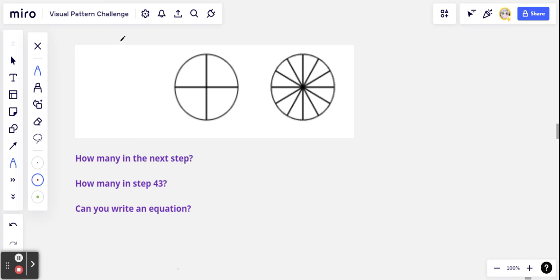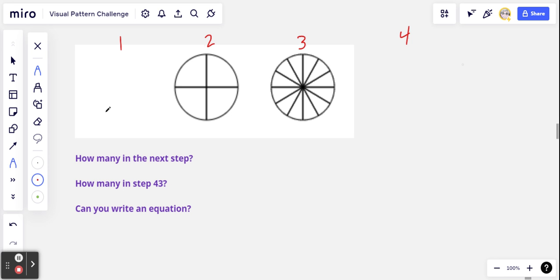Here's our pattern today. Here's step one. Here's step two and here's step three. And your challenge is to predict how many pieces this circle is cut into in step four. If you can do that, can you predict the number of pieces in step 43? And can you write an equation that could be used to predict the number of pieces in any step at all? That's the challenge. If you'd like to accept it, pause the video and see what you can do.